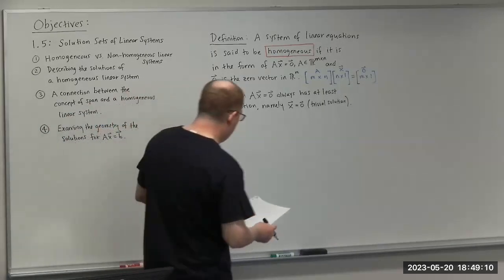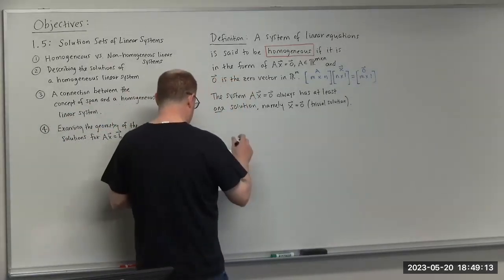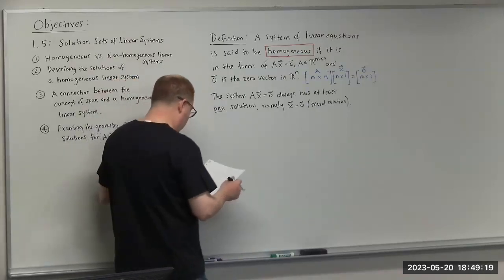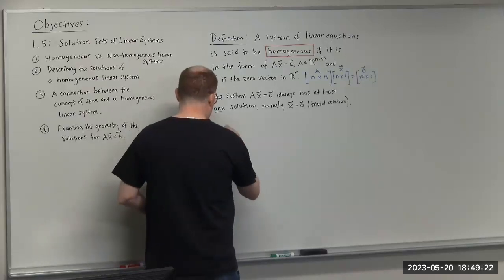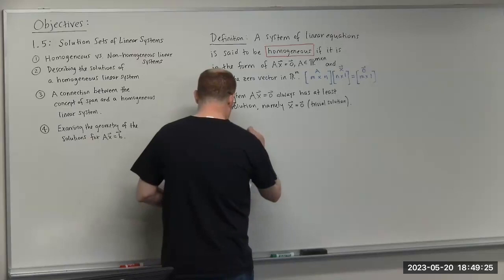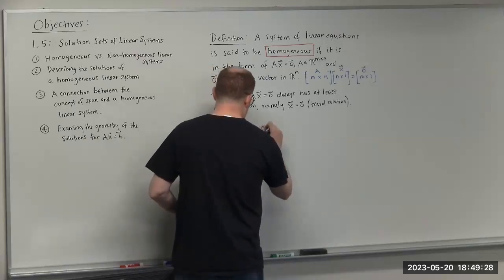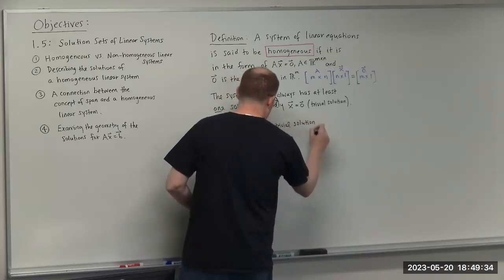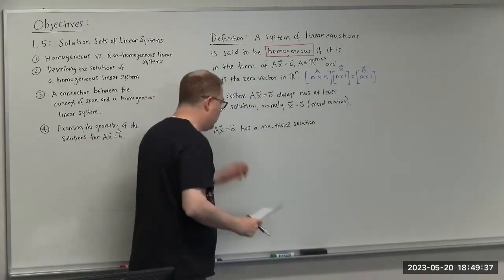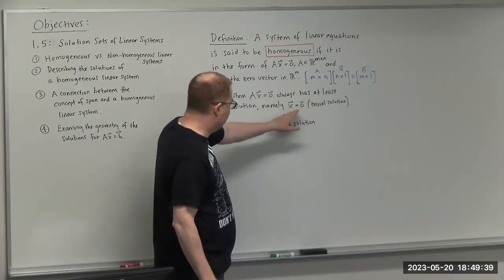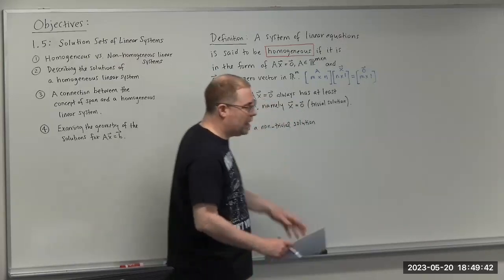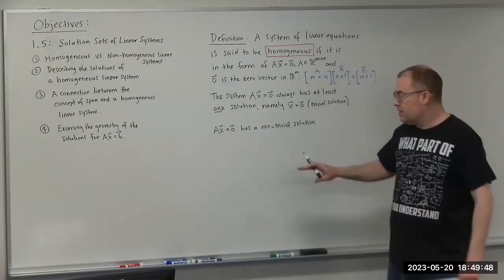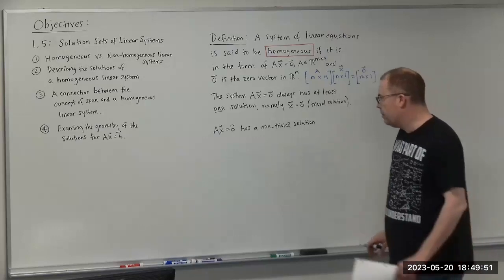Okay, so let's continue on here. One thing that arises from this is that the system has a non-trivial solution, meaning that not only is x equals 0 a solution, but it may happen that there is another solution. And this is the condition under which that will occur.